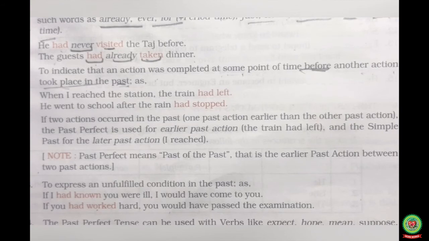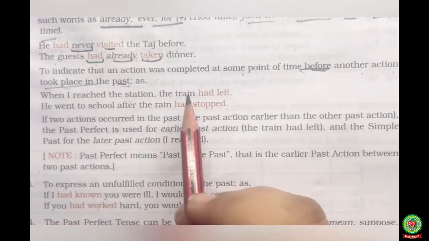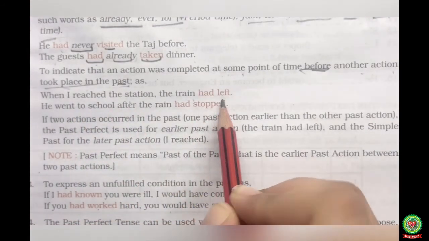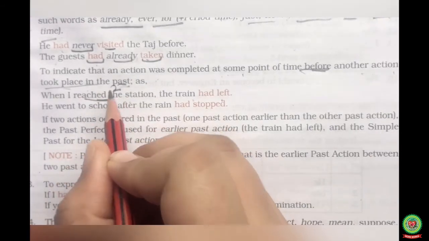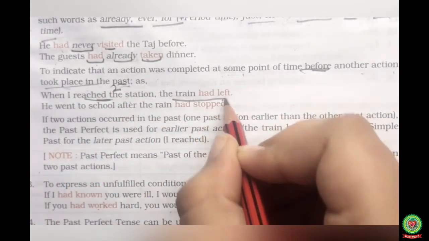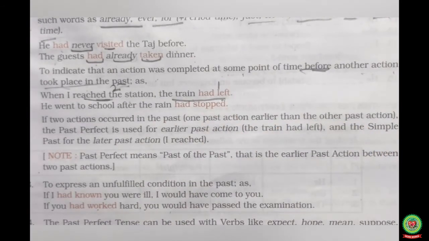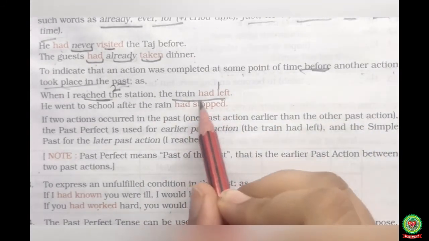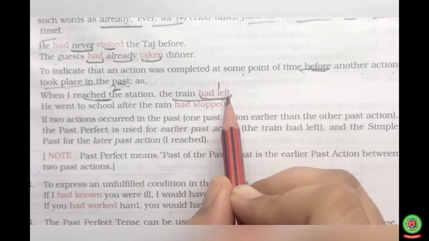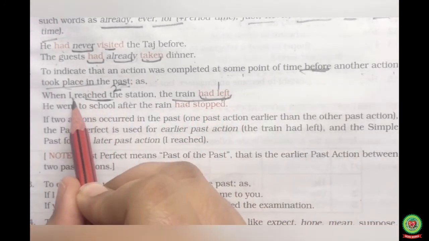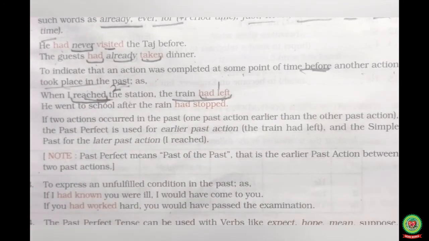For example, see, it will be more clear. When I reached the station, the train had left. Means when you reached the station, this was your second action. Before that, the train had left. Means this was the first action in the sentence. So with the first action, we will be using perfect tense, had plus participle, had left. And with the second action, we are going to use our simple past tense.